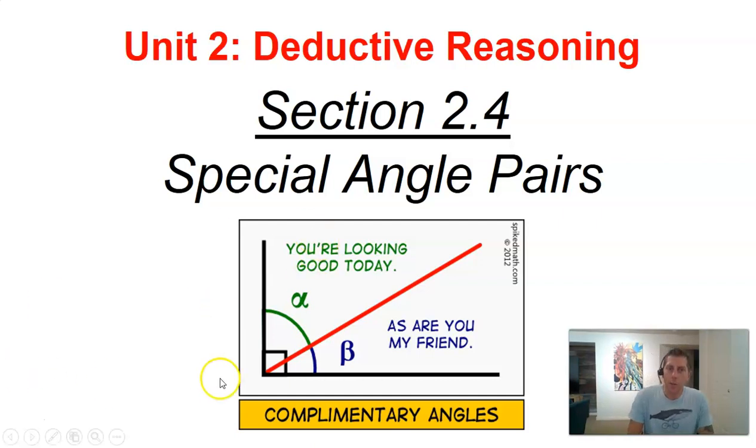Now, one thing to notice is that we've got here, this is a Greek letter called alpha, and this is beta. We often use Greek letters when we're referring to particular angles.